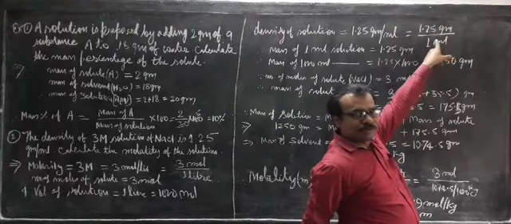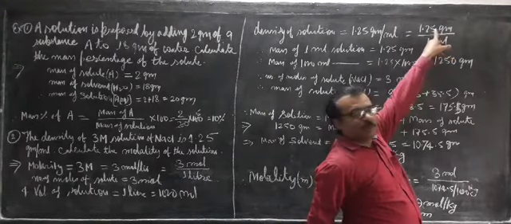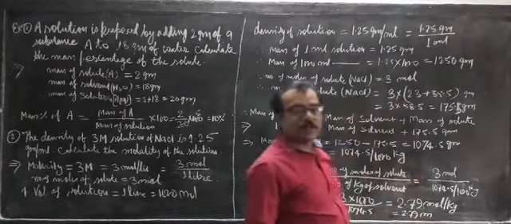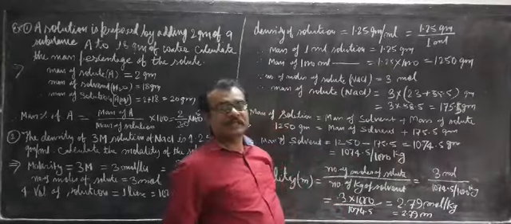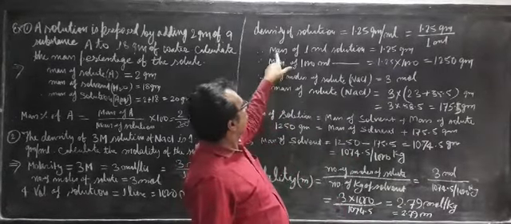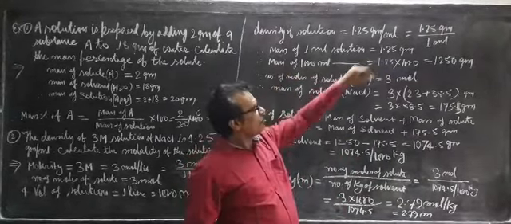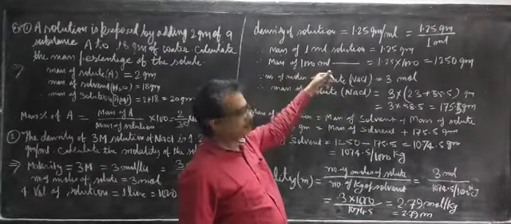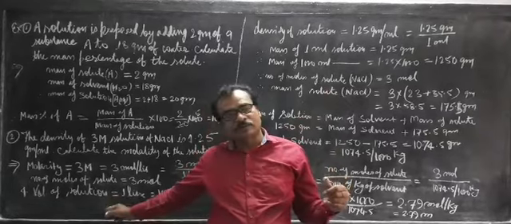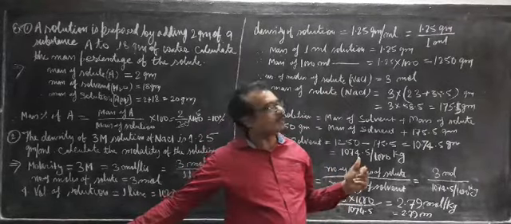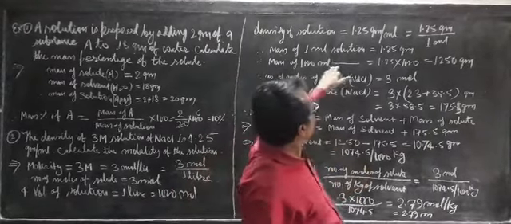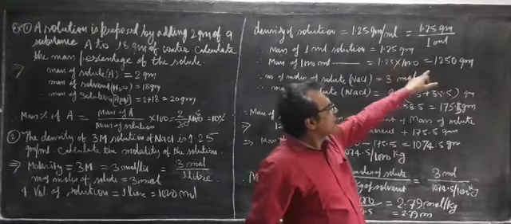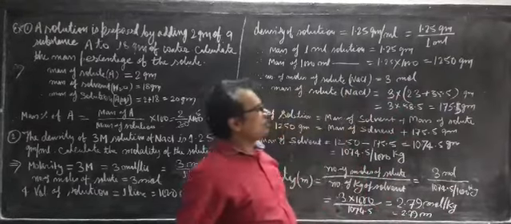What is the volume of the solution? 1 ml. At that moment, the mass of the solution is 1.25 gram. So the mass of 1 ml of solution is 1.25 gram. Because we have 1 liter, that is 1000 ml of solution, the mass of the 1000 ml solution is 1.25 into 1000, which gives 1250 grams.